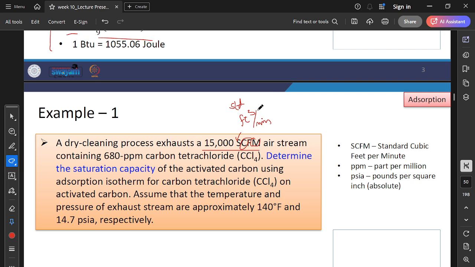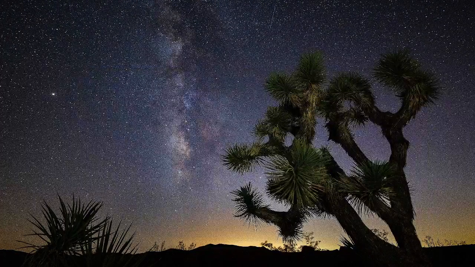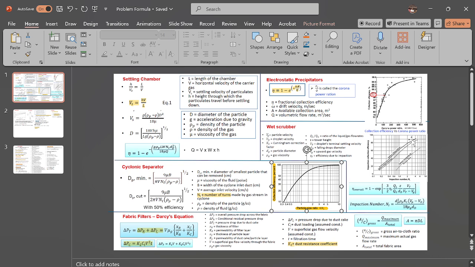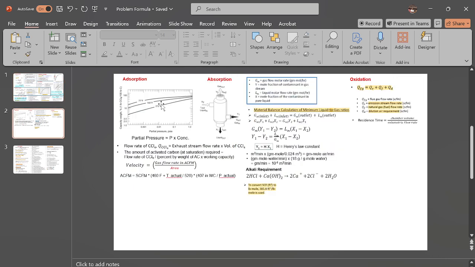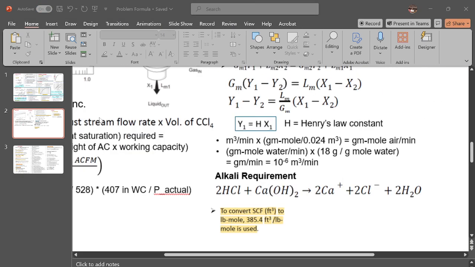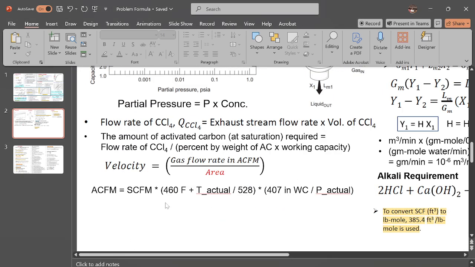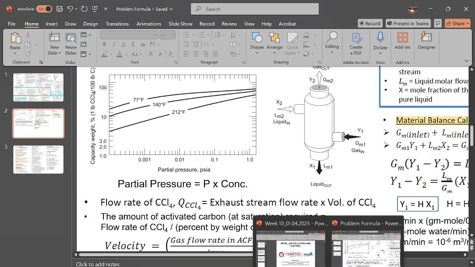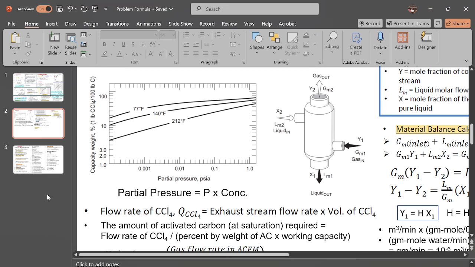Okay. So what's the formula for saturation capacity? Can I go with the second page of the formula sheet? I will share this formula sheet with you. You can find everything in this one formula sheet. So the second page will be your absorption formula. How to find the capacity? The capacity can be found from this graph, with the known partial pressure and the temperature. What is the known partial pressure and temperature given in the question?